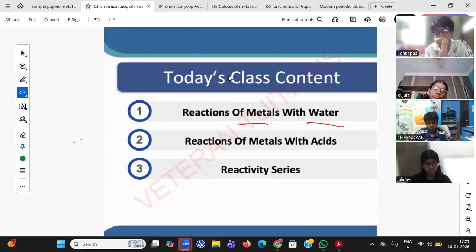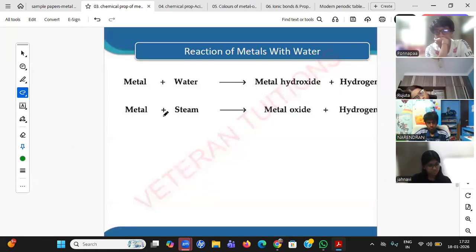Metal oxide plus hydrogen gas. Oh, how can that be? Okay. Acha, so okay, you are giving the reactants. Yeah, right answer. Okay. So students, you need to remember this is the basic.